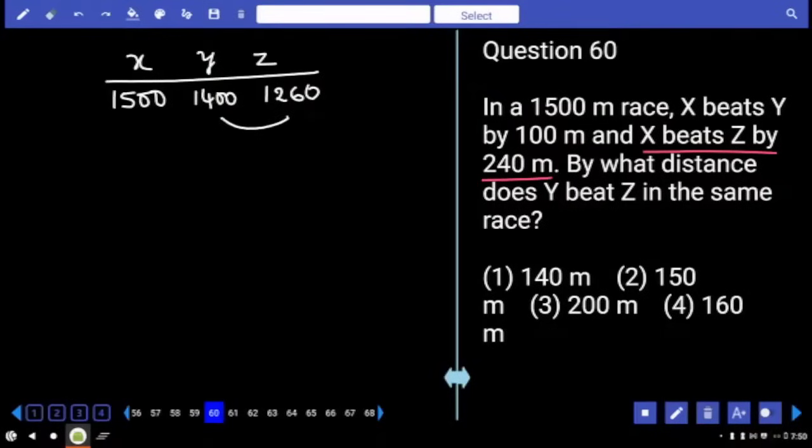Observe the difference. I asked you the difference: 140, which is 10% of Y only. So Z is going to cover 10% less than Y. Agreed? If Y covers 1500 meters, Z will cover 150 meters less than Y only. I don't need this number because the question asks: Y beats Z by how much? That means the difference between Y and Z is needed. How much is that? 150. Done. Got it?